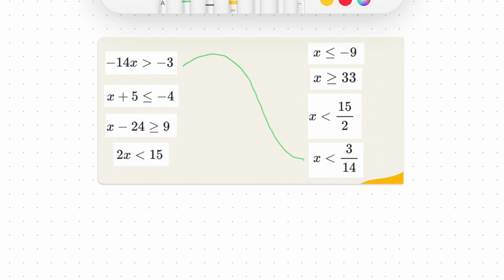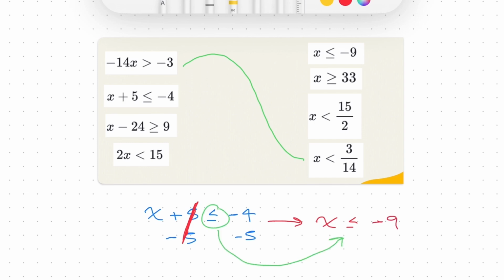For our second inequality, we have that x plus 5 is less than or equal to negative 4. For this problem, simply subtract 5 from both sides, and this cancels out the 5 from the left, giving us a final inequality of x is less than or equal to negative 9. Note that I did not switch the direction of my inequality symbol because we did not divide by a negative number. So I can match this inequality to this solution.